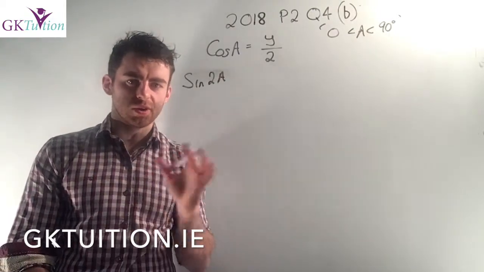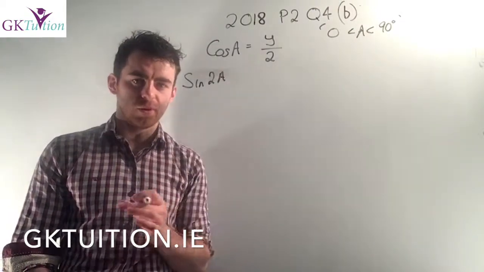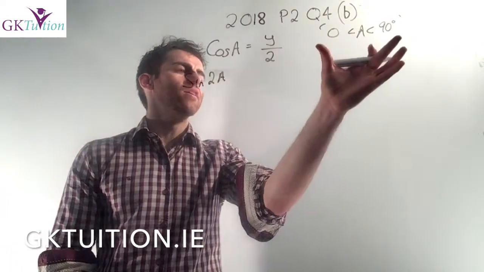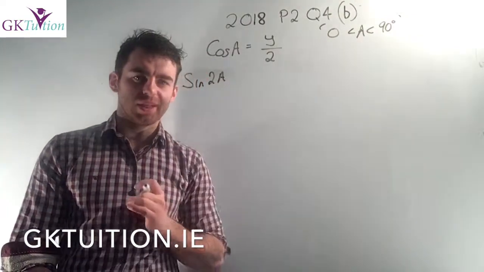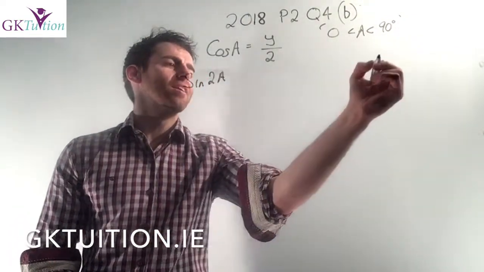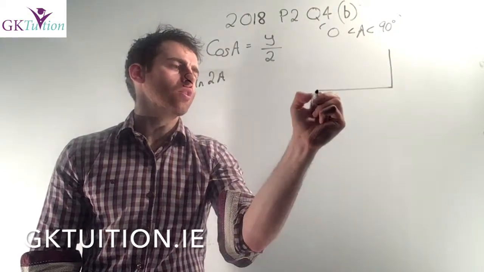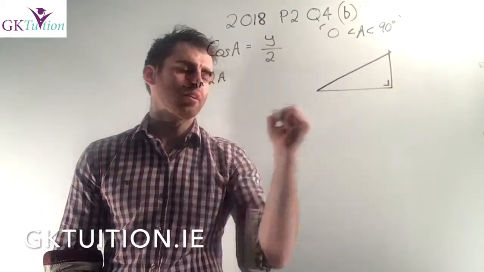It's nothing to do with your unit circle. It's nothing to do with the 4 quadrants. But really, in the vast majority of the time when they tell you that, it's a hint that at some point in this question, you're going to have to sketch a right angle triangle.